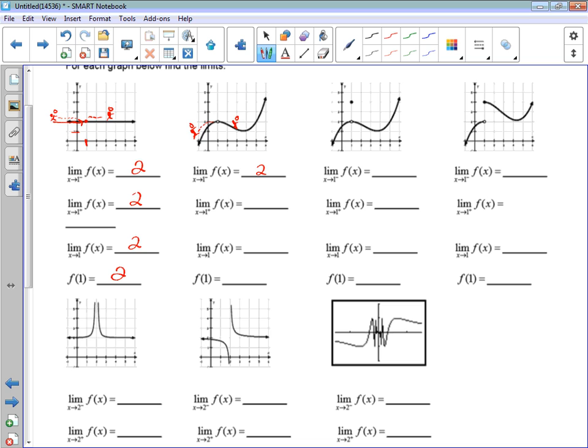Okay, then you walk from the other side. Also 2. Did they match? Yes. So what is the limit of our function as x approaches 1? Also 2. Okay, what about f of 1? Does not exist because it's a hole, right? So you can just say d and e. Okay? You guys try the next one.